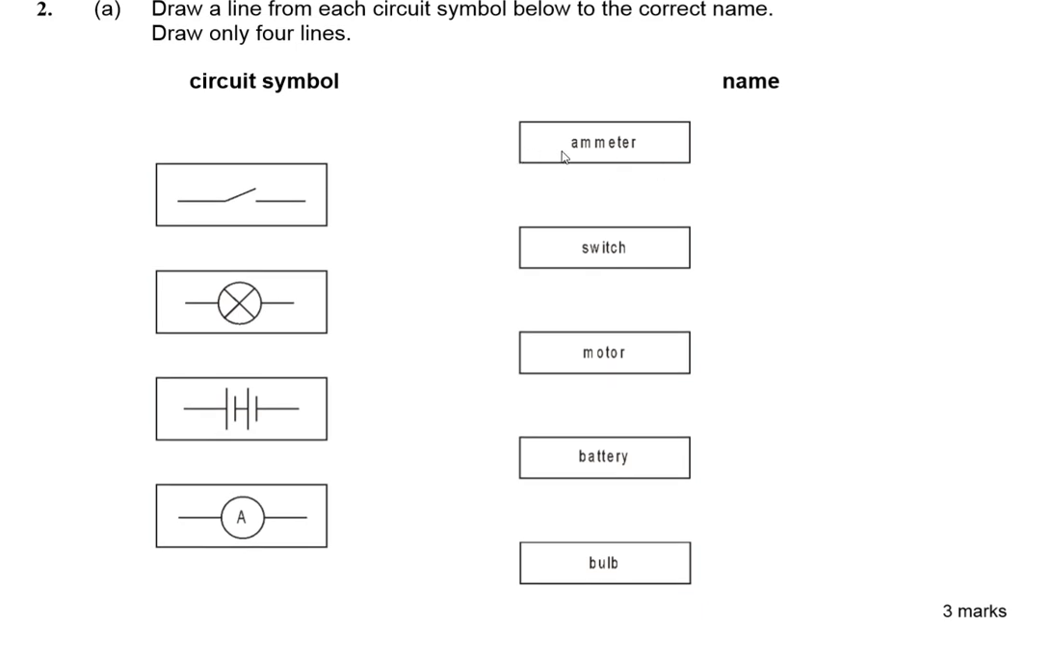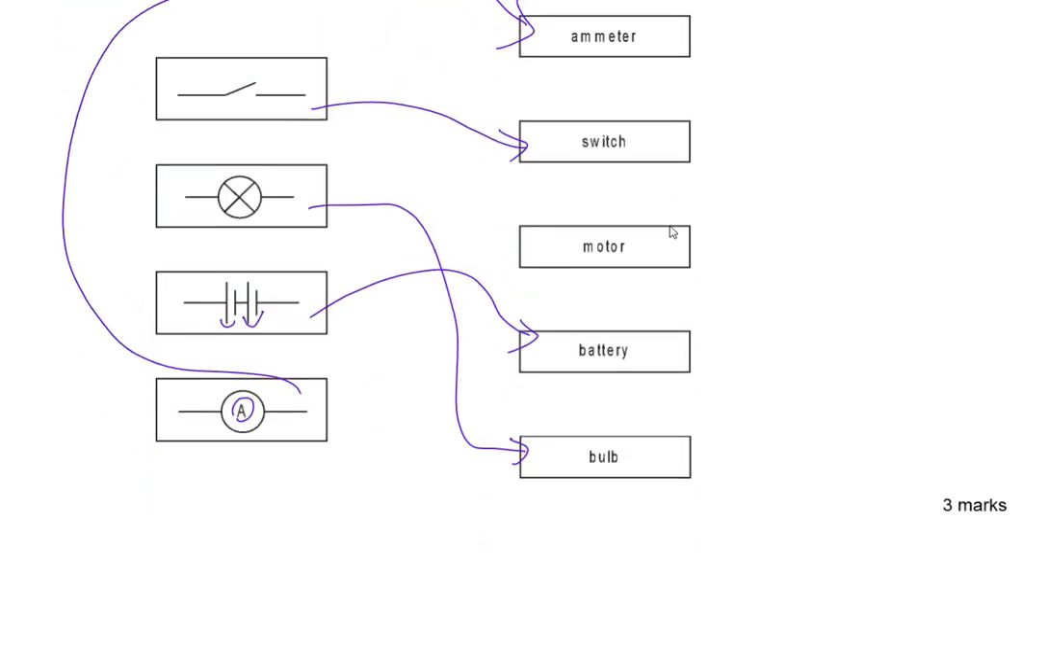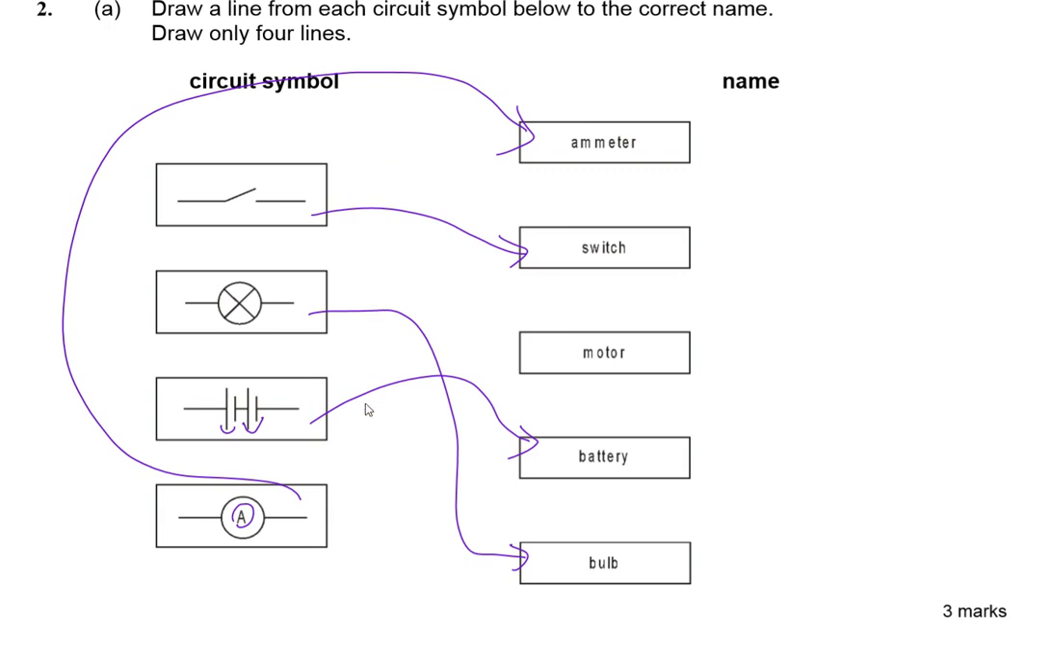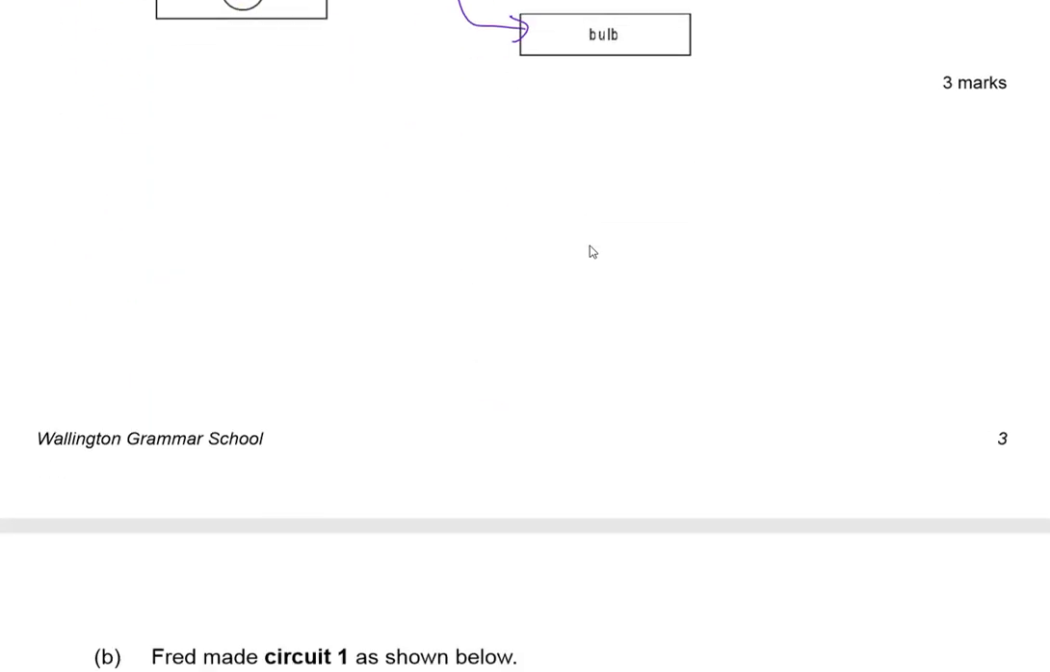Now this is nice and easy. We got the switch, so this is going to be the switch there. We got the bulb. We got 1, we got 2. So this is the battery. This is A, look at this A there. So this is going to be the ammeter. Nice one. Now for this one you need to make sure, because it's got 1, 2, 3, 4. The motor is just the odd one out.